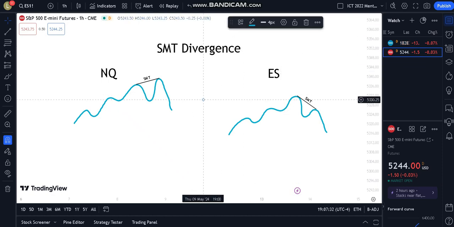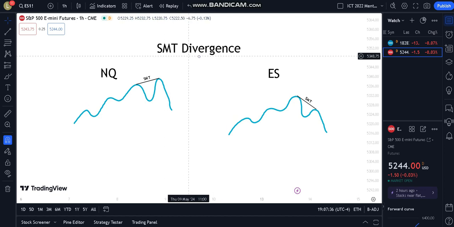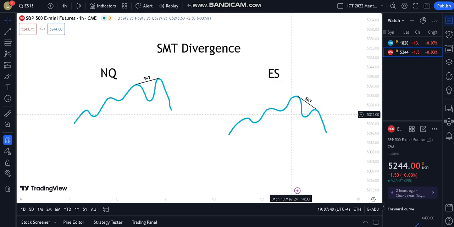And today I'm going to be talking about SMT divergence, and it's going to be a real quick video on what this is. It's very, very useful to me, especially in my trading, and it's a very, very nice tool to have in your tool belt. So now let's get right into it.